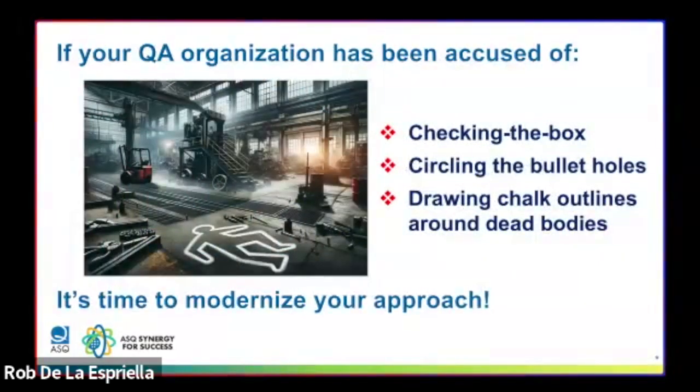But here's something that I want to ask all of our quality assurance organizations that are on the line here today. Has the line management ever accused you of just being a check-the-box kind of organization? That is, all you do is go out, you see what's wrong, you circle the bullet holes. Well, hey, you didn't follow this requirement. Or hey, this went wrong. Let me write it down and give you a finding, right? Some call it drawing a chalk outline around a dead body. That is not very effective oversight if that's all you're doing, right?